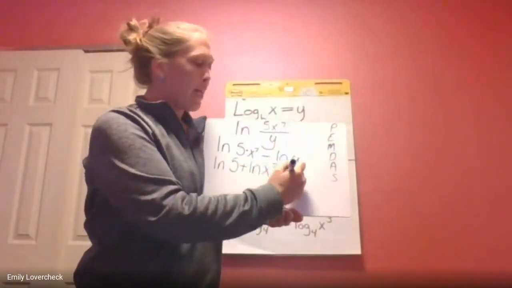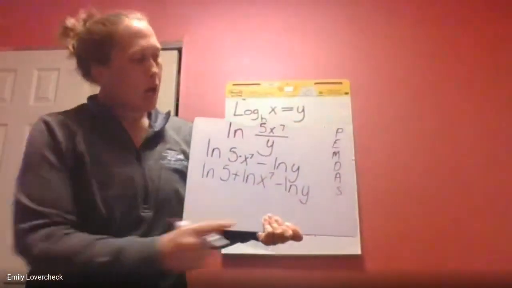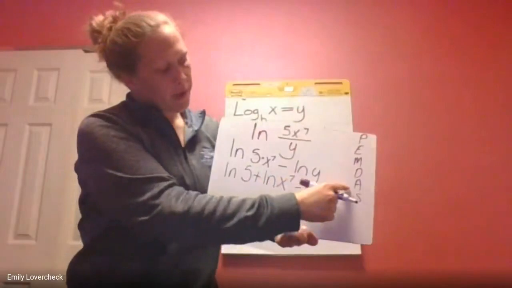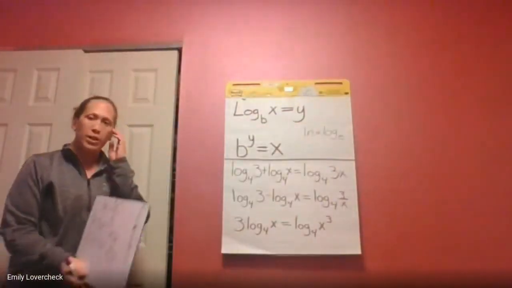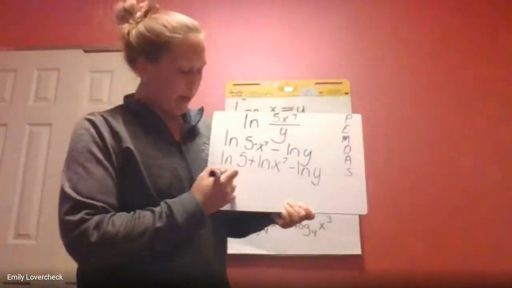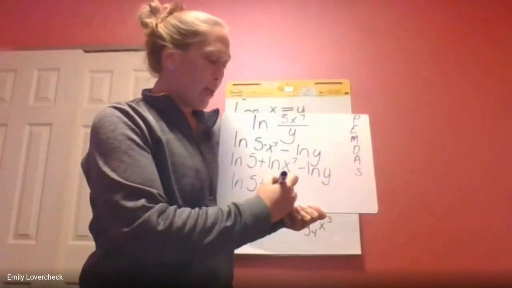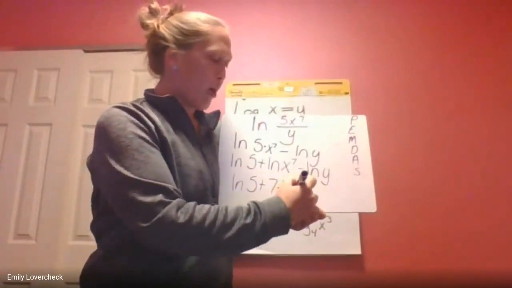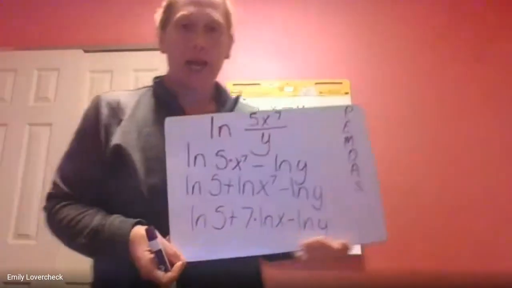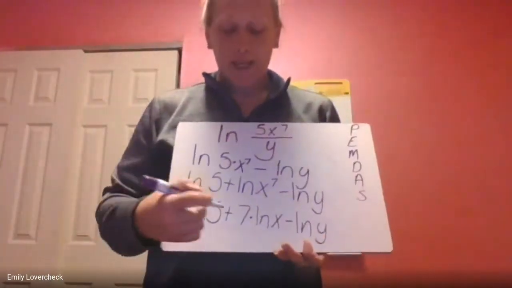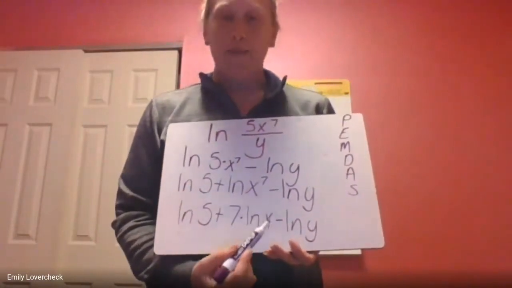I'm going through, and the only thing I have left is my exponent, again going backwards. So exponent means I move it in front. So my final answer here would be natural log of 5 plus 7 times natural log of x minus natural log of y. So natural log of 5 plus 7 times, you don't need that multiplication sign there if you don't want to, natural log of x minus natural log of y.